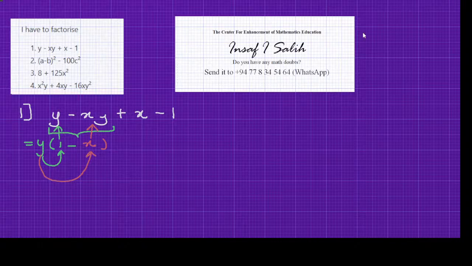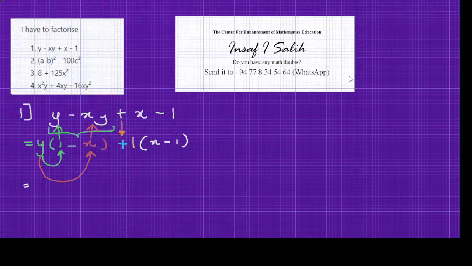Now let's look at the next two terms. We would put this plus as it is. When it comes to x and 1, what's the common factor? It's 1, because the highest common factor of x and 1 is 1. So 1 is the common factor, and what would go into the brackets? That's x minus 1.